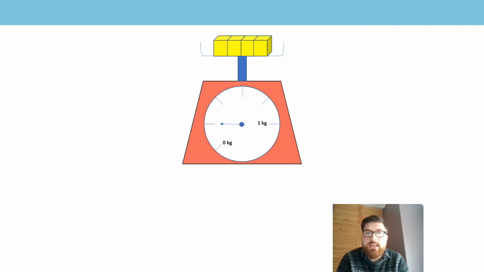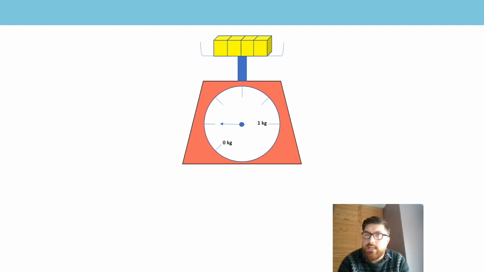Hey, can we see the intervals on this weighing scale? What do you think each interval represents? Count them and have a think. You can pause the video if you need to and come back. That's right, 1 kilogram has been divided into 5 equal parts. So each part is worth 1/5 or 0.2.